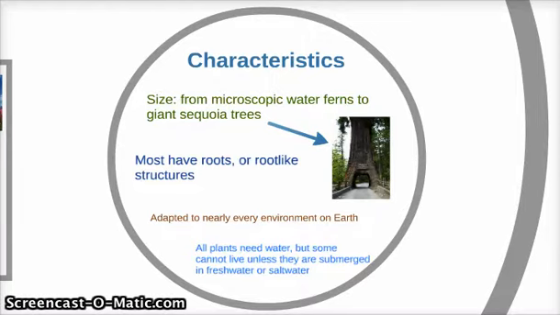All plants require water, but some plants cannot live unless they're submerged in fresh water or salt water. Some of the plants that are submerged in water are plants like kelp.